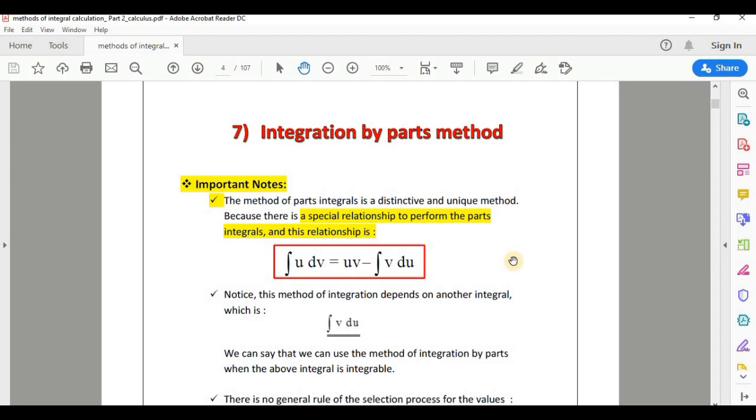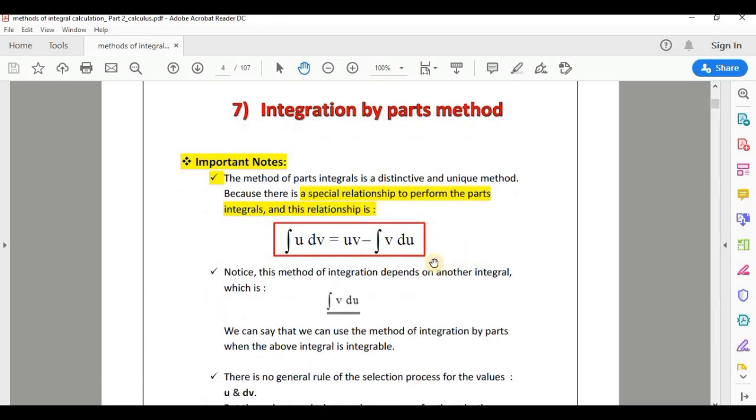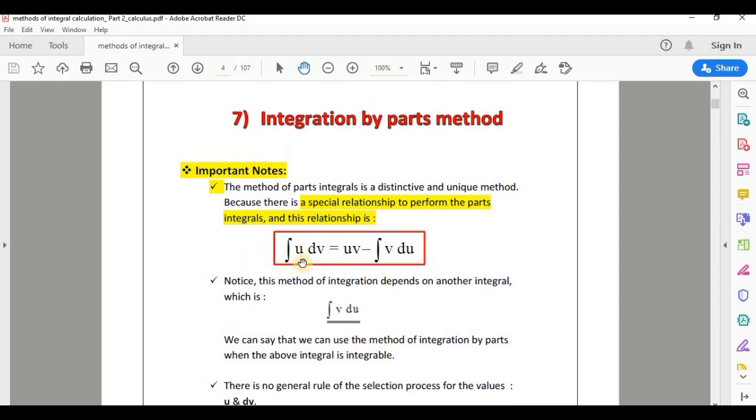Why is that? Because in the integration by parts method, we have a formula to implement the integration to get the result of the integration, and this is the formula for the integration by parts method. What we have here: integral u dv equals u multiplied by v minus integral v du.